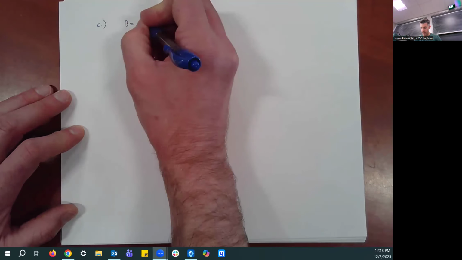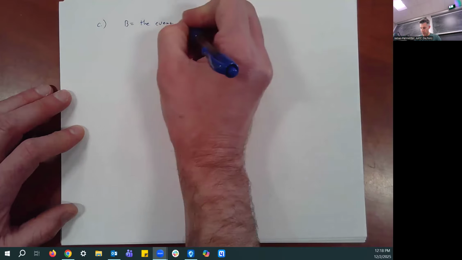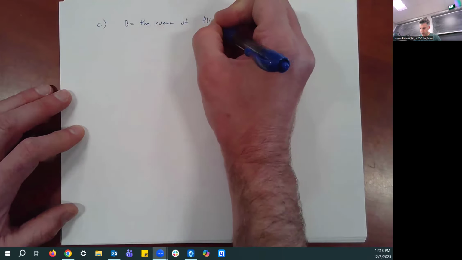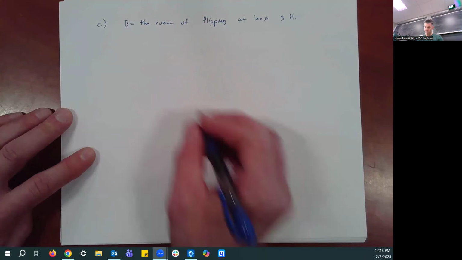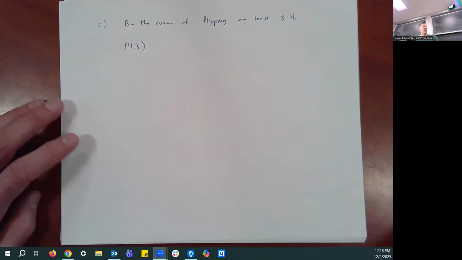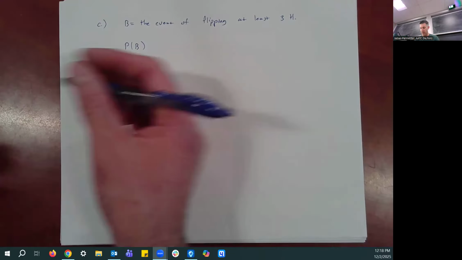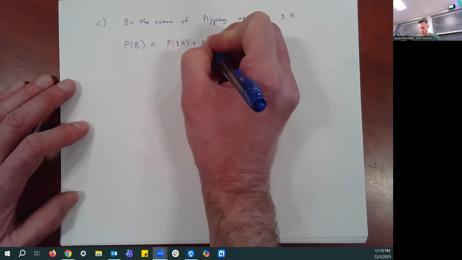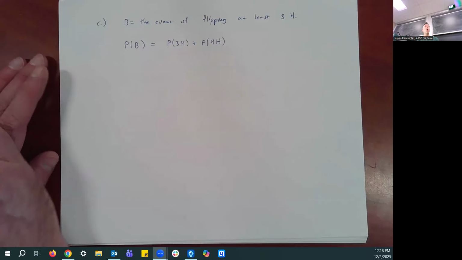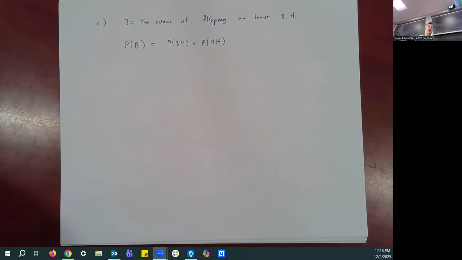Okay. So what if I wanted to find, let's say B is the event of flipping at least three heads. So the probability of B, and this is where we start to see notation thrown out there that we don't really define well. I'm going to write the probability of B is the probability of flipping three heads plus the probability of flipping four heads. Right? There's no overlap there. You can't flip three heads and four heads at the same time. It's either one or the other.